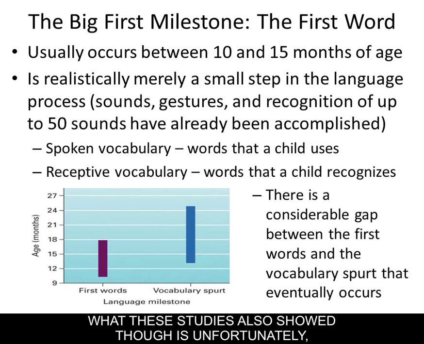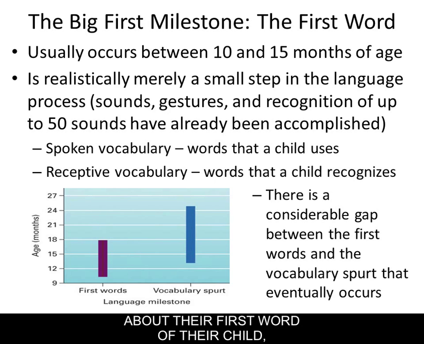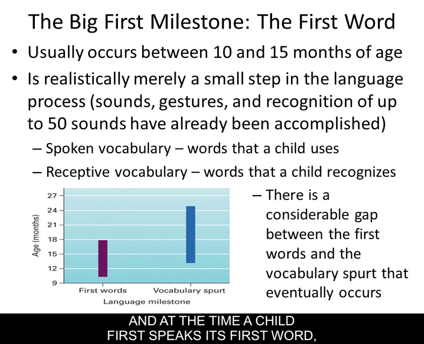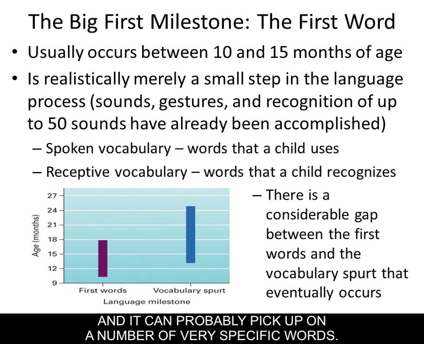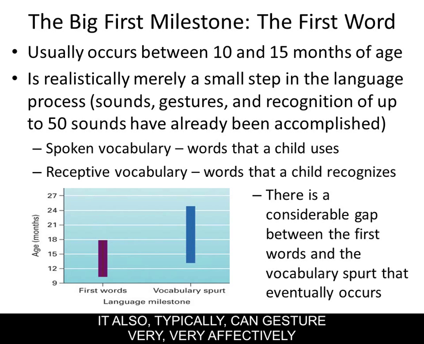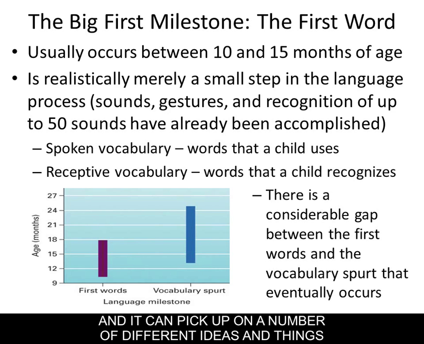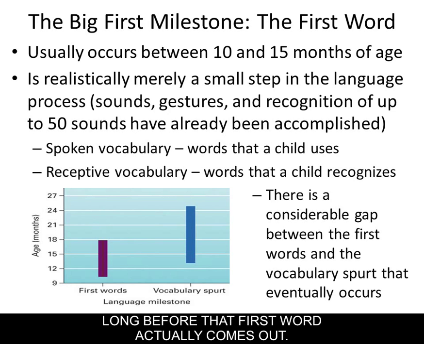What these studies also showed, though, is that, unfortunately, despite the fact that parents are extremely excited about their child's first word, this first word really is just a minimal step in the language growth process. By the time a child speaks its first word, it already understands a large, complex system of sounds, and it can probably pick up on a number of very specific words. It also typically can gesture very effectively what it wants or what it's trying to avoid. And it can pick up on a number of different ideas being communicated to the child long before that first word actually comes out.